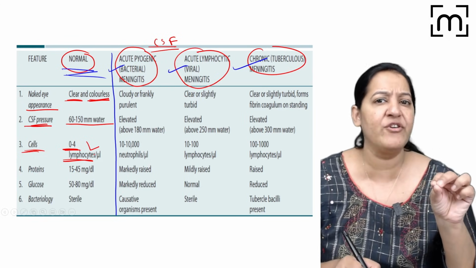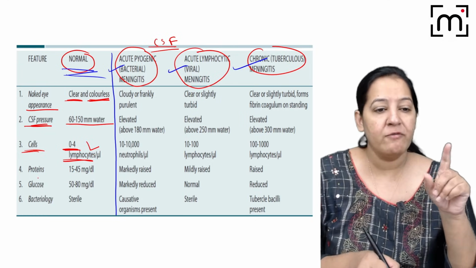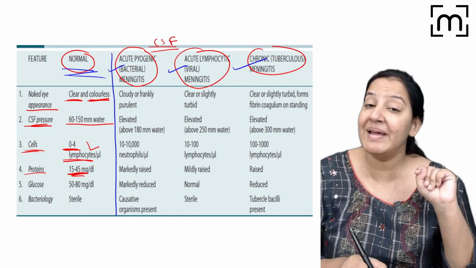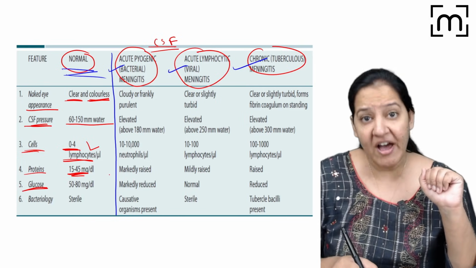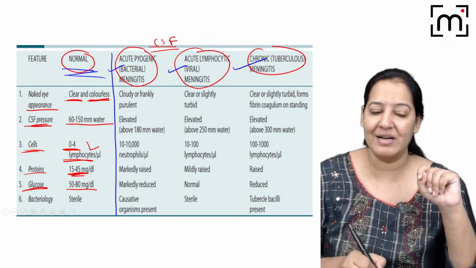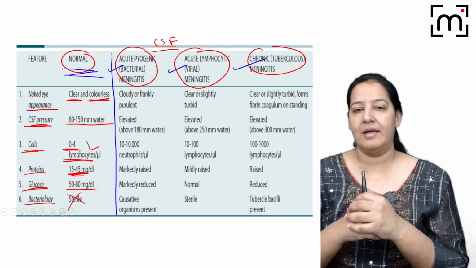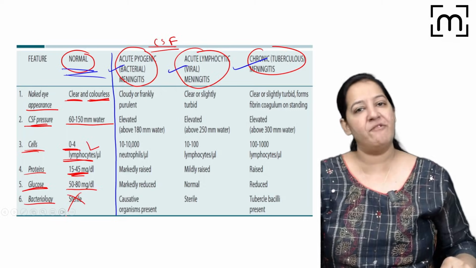So CSF can have a few lymphocytes, up to 4 is normal. More than 4 is also abnormal. What about the protein content? CSF has protein 15 to 45 milligram per deciliter. It is normal protein. What about glucose? Normal CSF has glucose of 50 to 80 milligram per deciliter. And normal CSF has no bacteria, no virus, no fungus. It is sterile. So if you know the normal findings, now you have to compare in various types of meningitis.